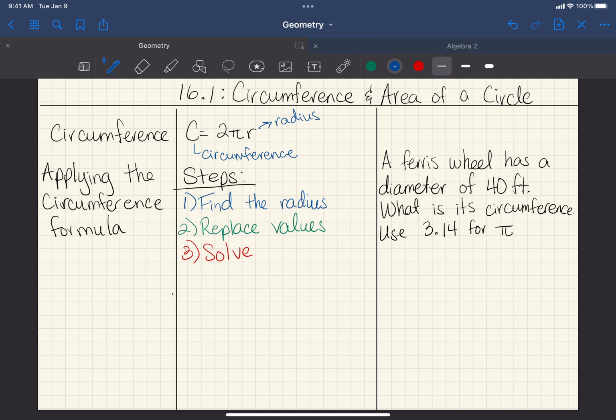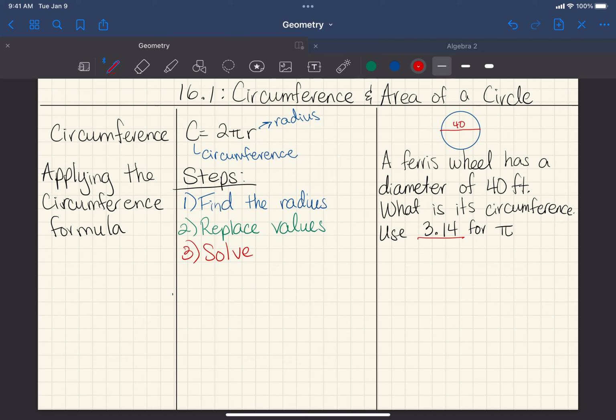Okay, so pretty self-explanatory. The steps are pretty simple. We're going to do this practice problem here. So we have a Ferris wheel that has a diameter of 40 feet. Remember that a diameter, if this is my circle, is going to be from one side to the other. So that's the entire distance. That is 40 feet. What is its circumference? And you see how it tells me to use 3.14 for pi? When the question tells me to use 3.14 for pi, that's what I'm going to use, okay?